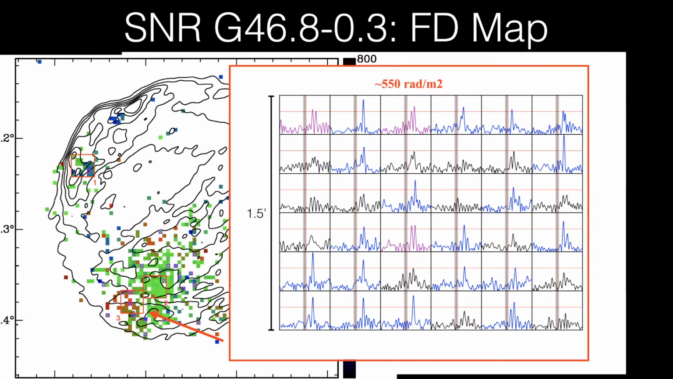The vertical gray region and the horizontal red line indicate our detection criteria, but we also reject peaks that are below 1%. So an accepted peak has to be outside of that gray region, above the red line, and has to be higher than 1% fractional polarization.